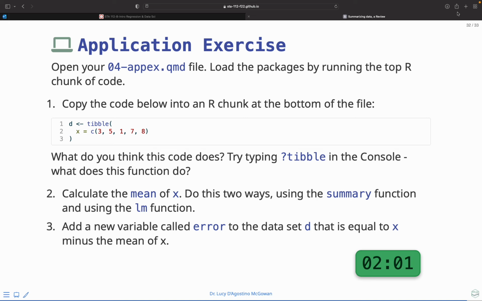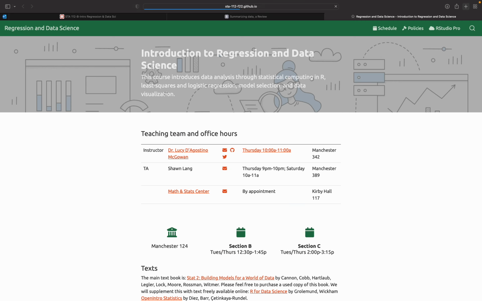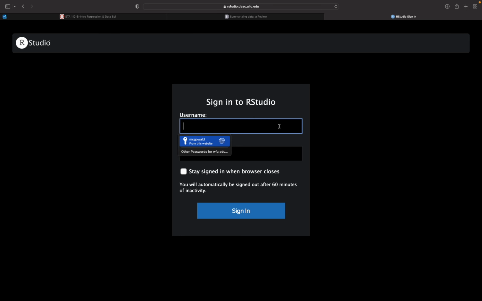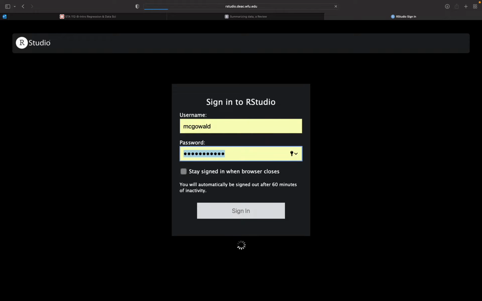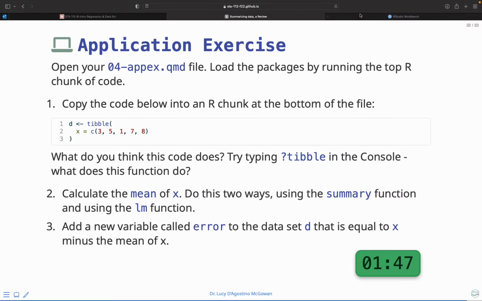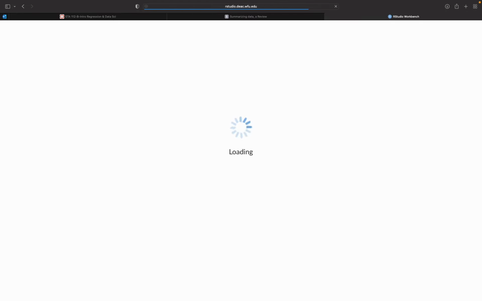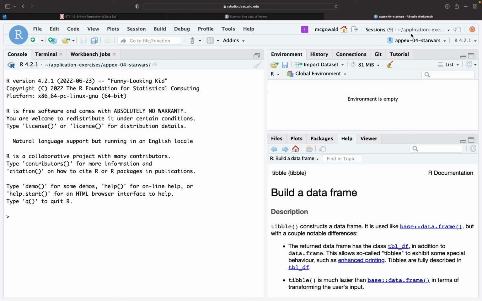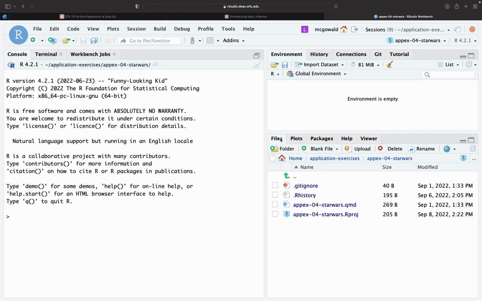All right, let's start doing it together. So I'm going to log into RStudio Pro and make sure that I'm in that 04 application exercise project. I can tell that I'm in the right project because up here on the top, I'll see the name of the project I'm interested in. And if you click on files, you'll be able to see those files.